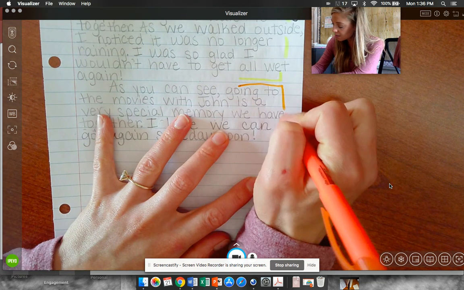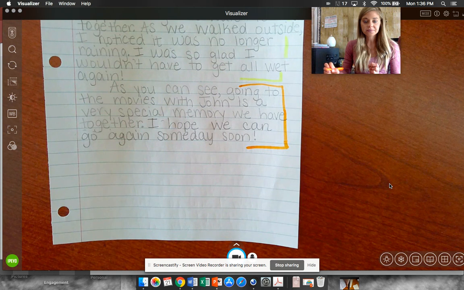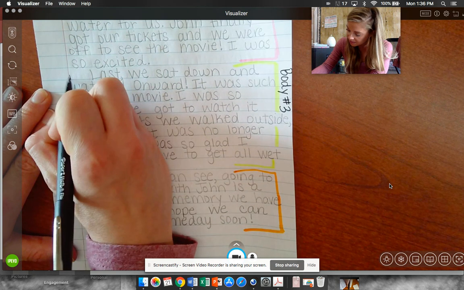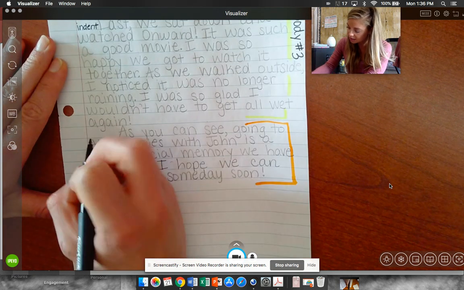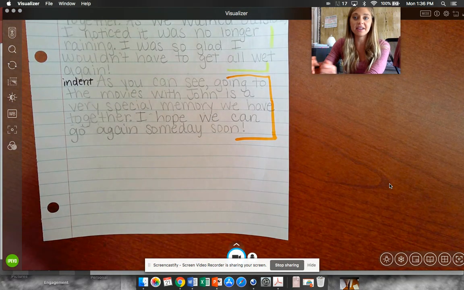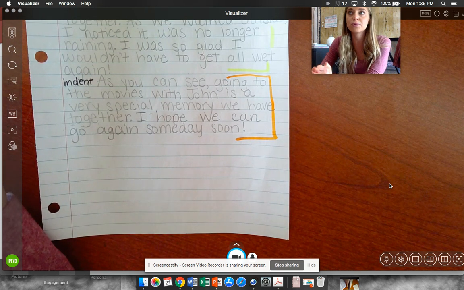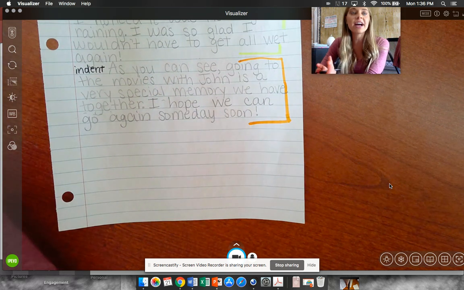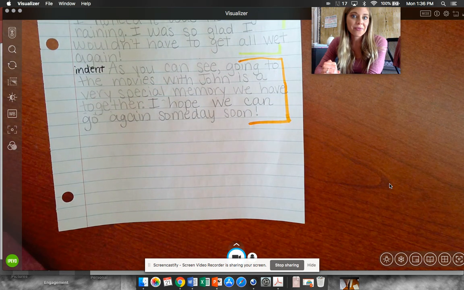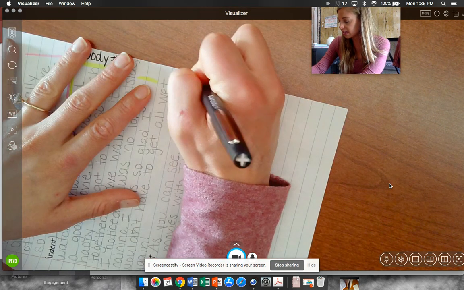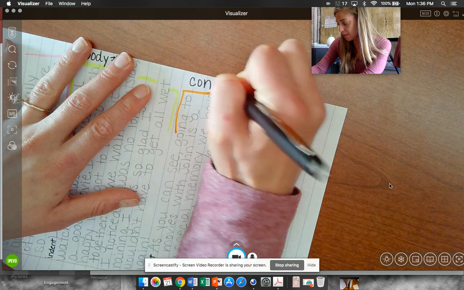Okay, and a conclusion does not have to be very long. It does need to have an indent though, and so does this right here, right? We have indent, indent. When you are writing your conclusion, let's say your special memory was going to the pool with your parents. You can say, as you can see, going to the pool with my parents was a super fun summer day that we had. I cannot wait to go again next summer. It just has to be really simple. You don't have to write that much in a conclusion. But that is like the last paragraph of your paper.